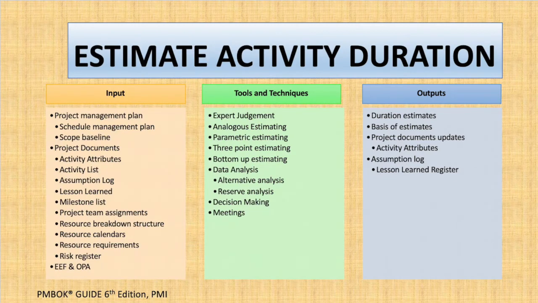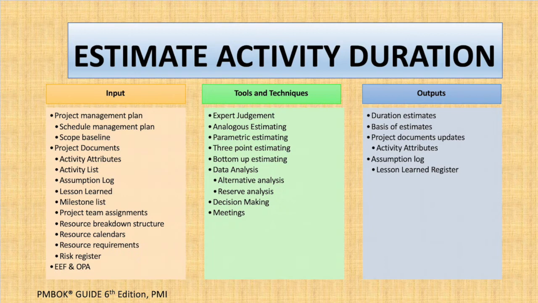Estimate activity duration. In this process, we calculate how long an activity will take to complete. As inputs, we have the project management plan, which includes the schedule management plan and scope baseline, and project documents. We need the activity attributes, activity list, assumption log, lessons learned register, milestone list, project team assignments, resource breakdown structure, resource calendars, resource requirements, risk register, EEF and OPA.